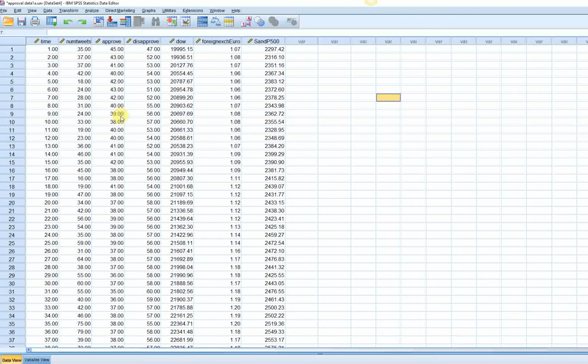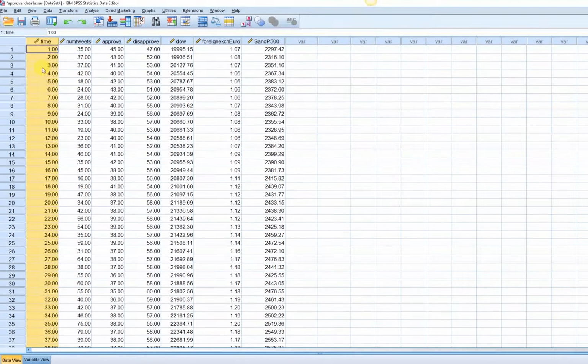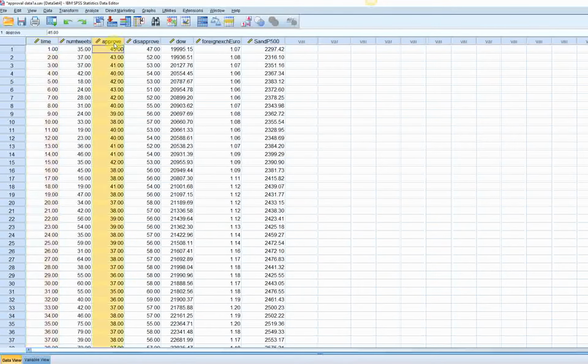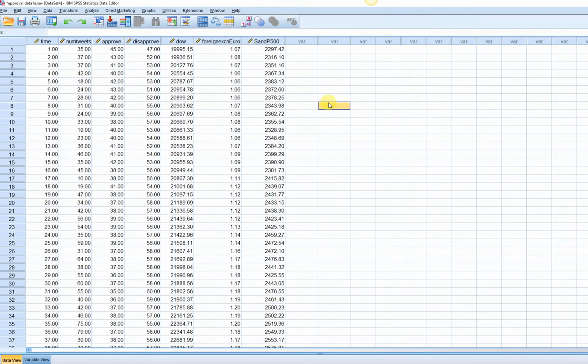So let's take a quick look. We'll run the analysis using least squares. We'll start off with only a time variable right here, so we can model approval as a linear function of time. But as we saw, it looks like there might be a quadratic trend in the data, and so we might want to investigate that.